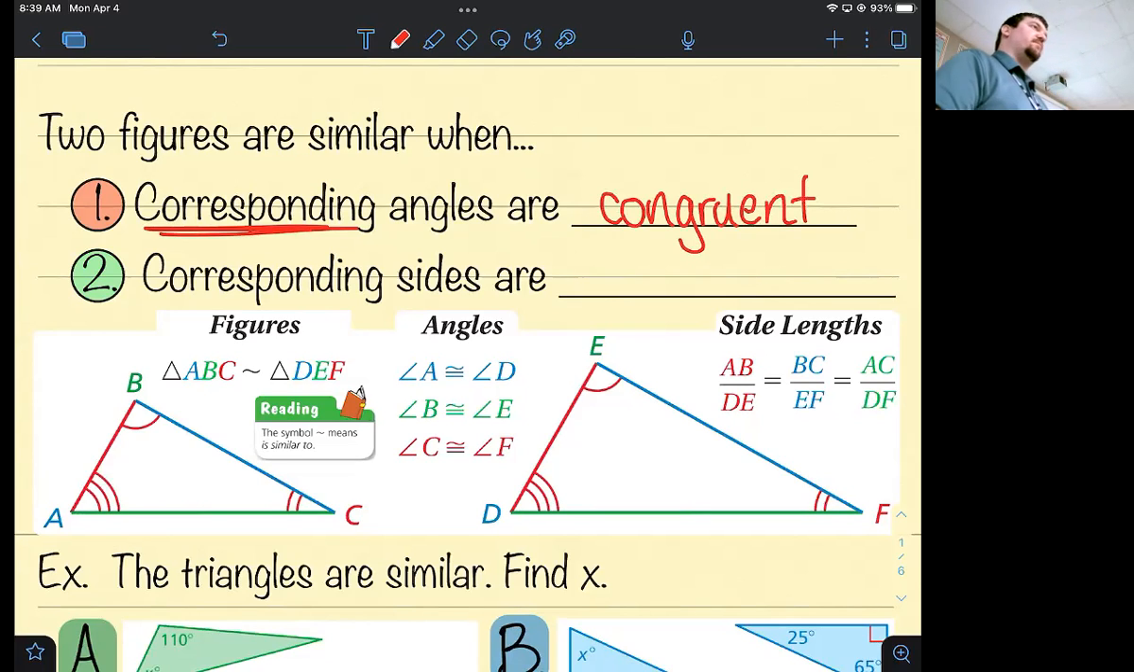What's that word congruent mean? Equal size. Yep, equal size. So the corresponding angles are going to be congruent. What about the sides? If I told you two triangles are similar, are the side lengths going to be the same?